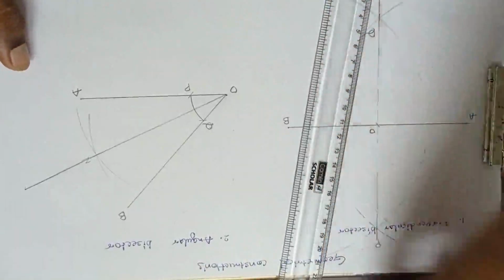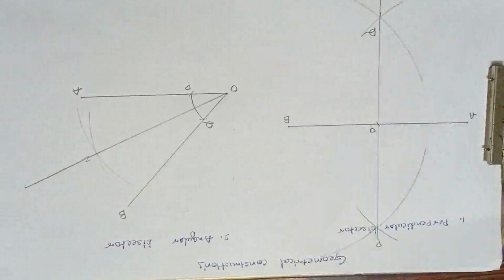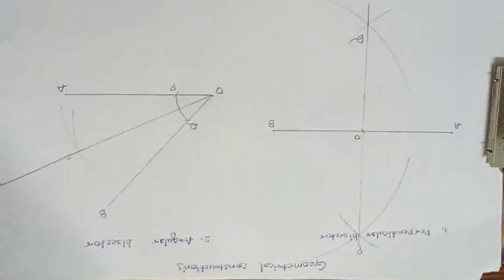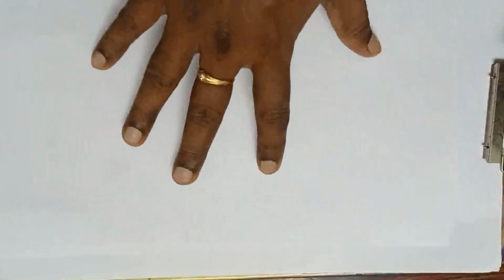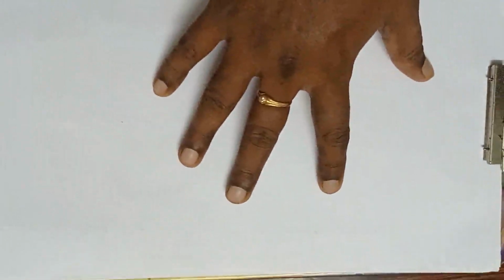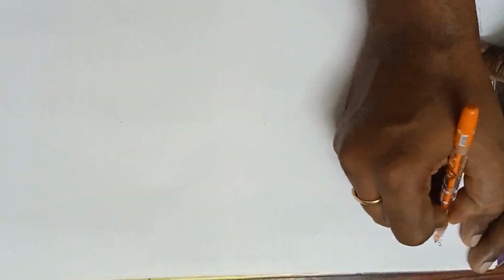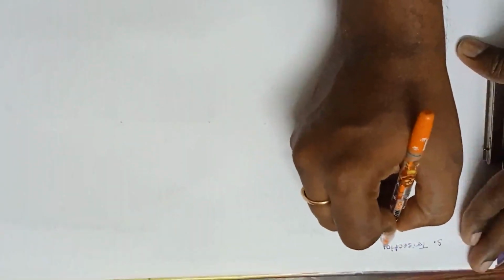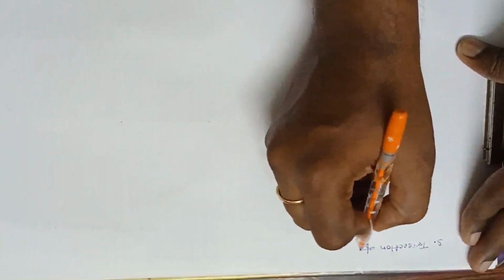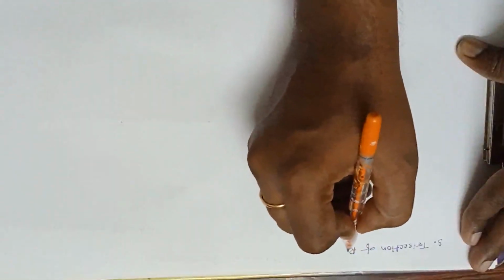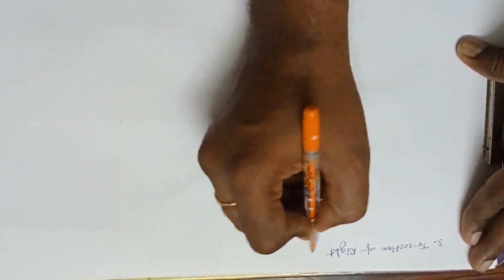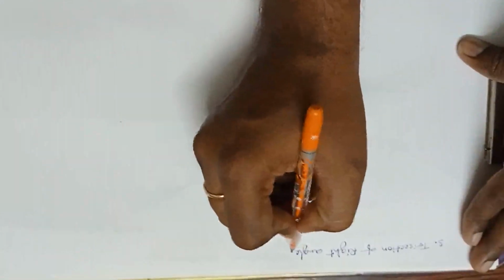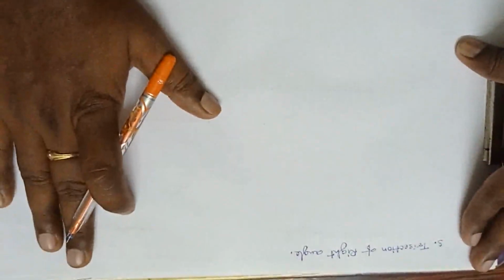Okay, let us come to the next point, the third point, that is trisection. Trisection means three equal parts. Trisection of a right angle.